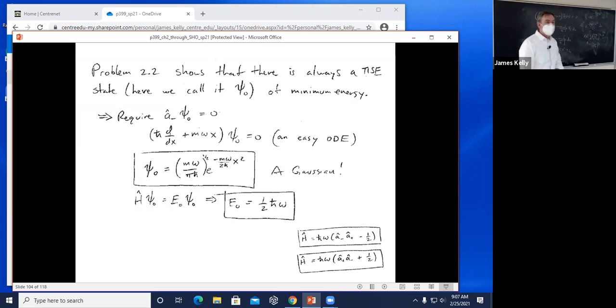Any questions so far? I know this is a little bit of a beast, especially since we've never seen the algebraic solution before, but that's part of what we're learning in quantum mechanics: not just solving differential equations, but sometimes thinking of the algebra of operators.